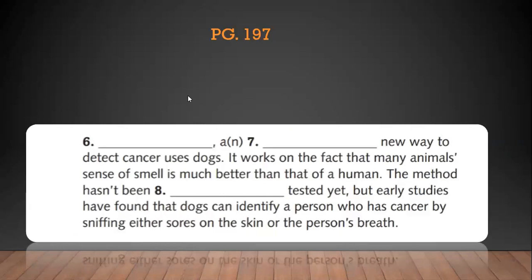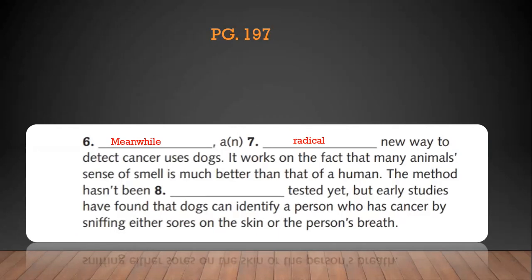Okay, Nelly says it's letter, it's mingle. Yes, it's mingle. What about number 7? New way to what? Sorry, I can see it. New way to detect cancer, use dogs. Radical? Let's check it out. Yes, new way to detect cancer, use dogs.